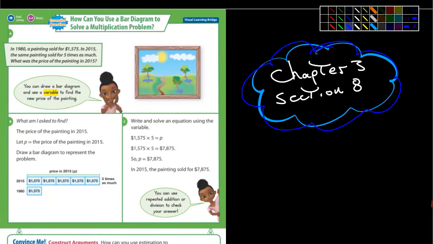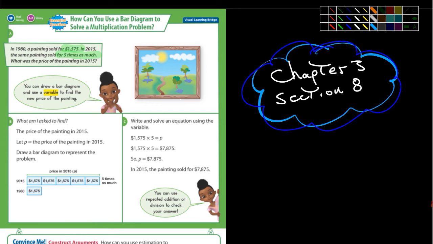All right, so we're on page 110. It says in 1980, a painting sold for, what do they have there? It looks like $1,575. Then it said in 2015, the same painting sold for 5 times as much. And then they ask, what's the cost of the painting in 2015?